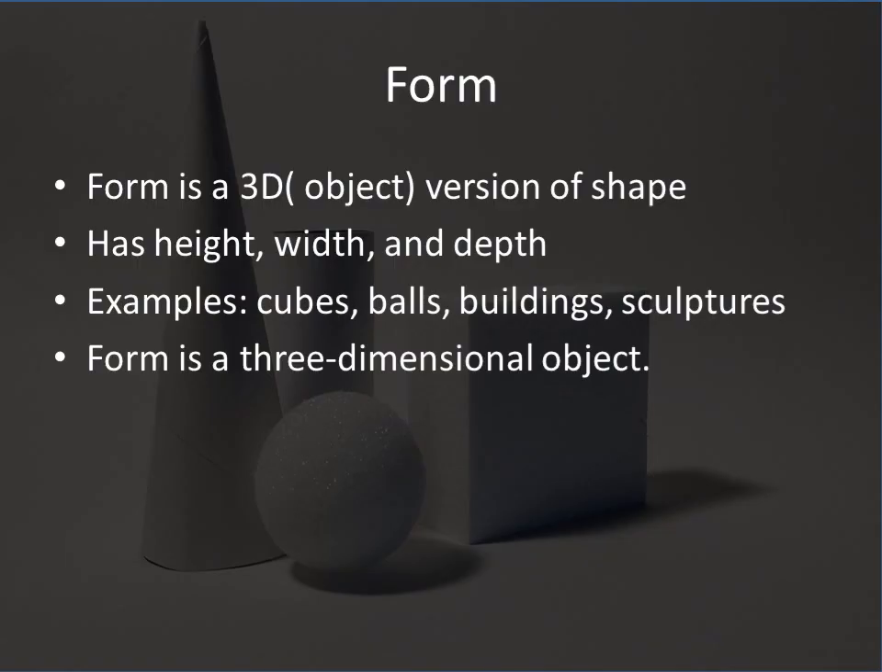So we have a form. Form is the third element of art, and a form is a 3D object version of shape. It has height, it has width, and it has depth. Examples are cubes, balls, buildings, sculptures. Form is a 3D object, so we should get it. A form is a 3-dimension object.